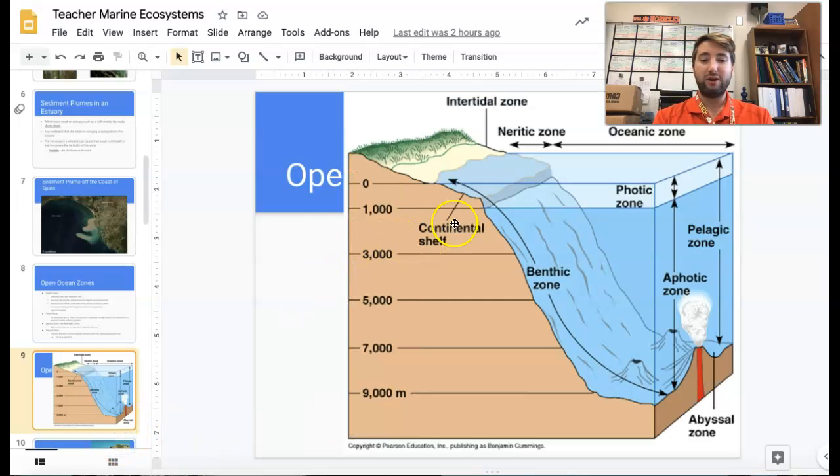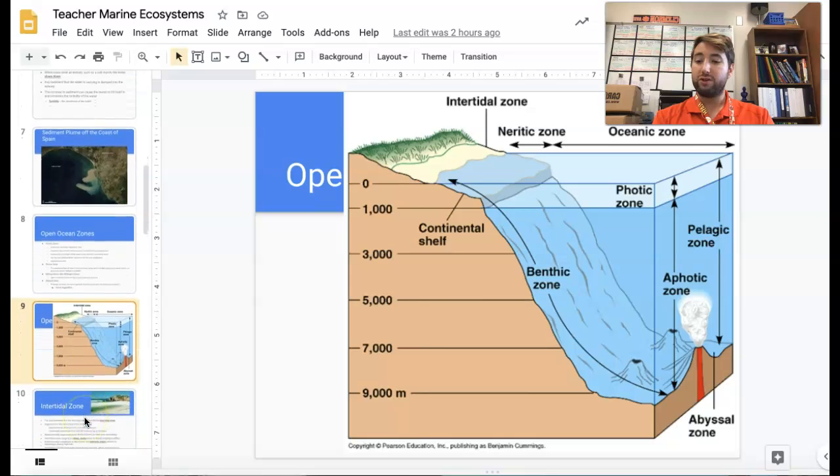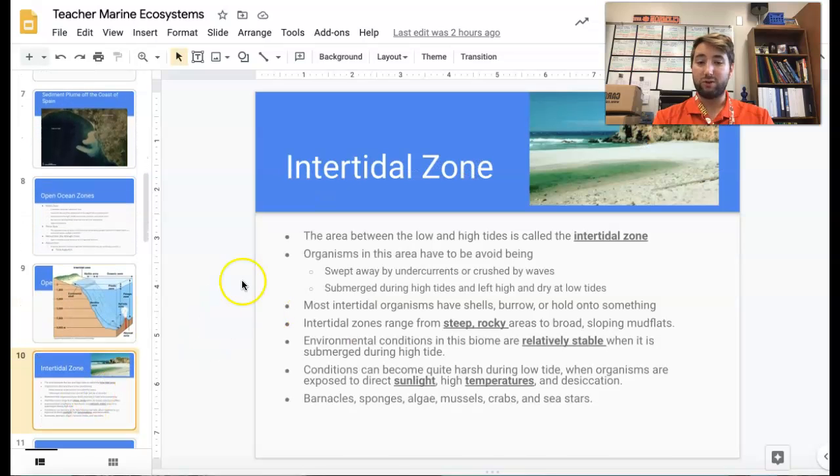Alright, so this is showing you the intertidal zone here. This is the neritic zone, which is the closest to the shore here. And then this is the oceanic zone. So if you look here, this is the continental shelf, and then here's the giant drop-off where it gets really, really deep really quickly. The abyssal zone is going to be down here, and then the aphotic zone, or the bathyal zone, is going to be around in here. So let's talk about the intertidal zone a little bit more.